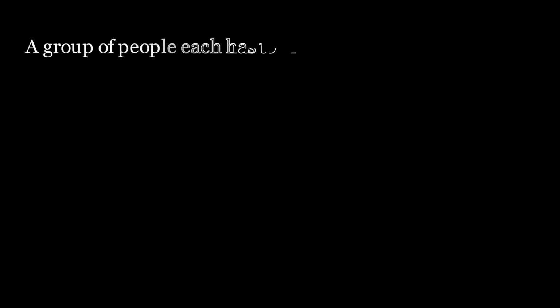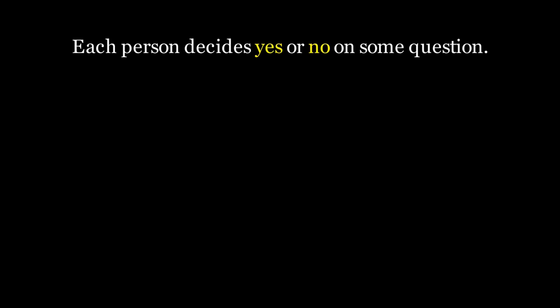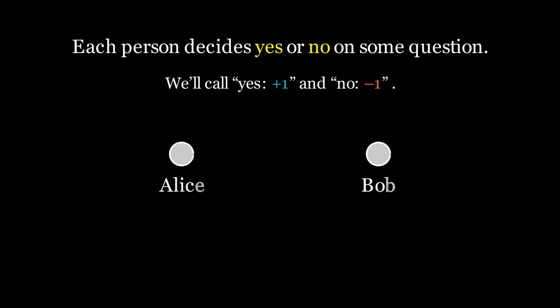Let's imagine a situation where a group of people each has to make a simple binary choice. They could be deciding yes or no on some question, or choosing between two political candidates. To put this into mathematical terms, we'll call yes a +1 and no a -1. Now let's start simple with just two people, Alice and Bob.